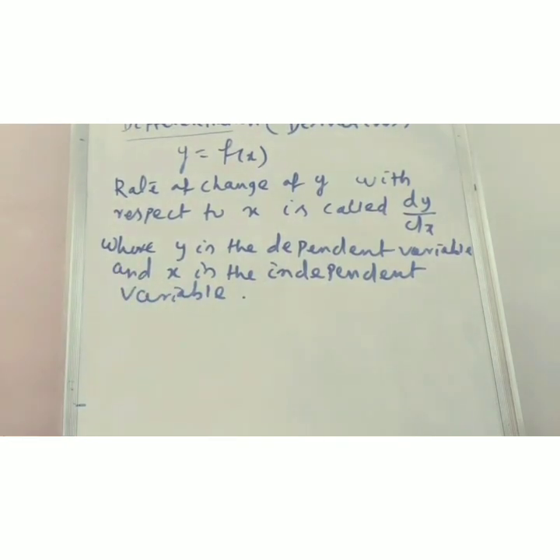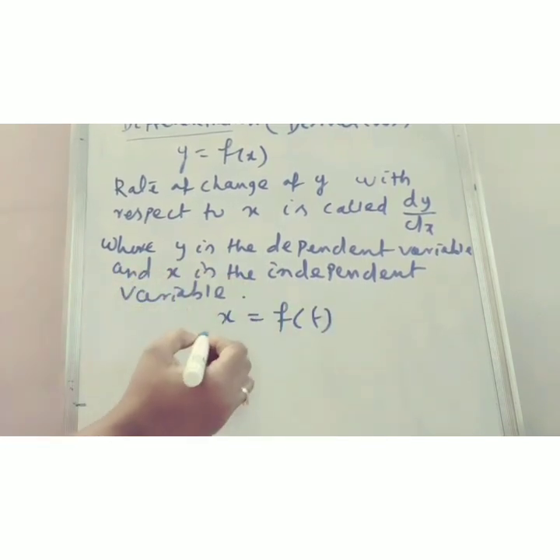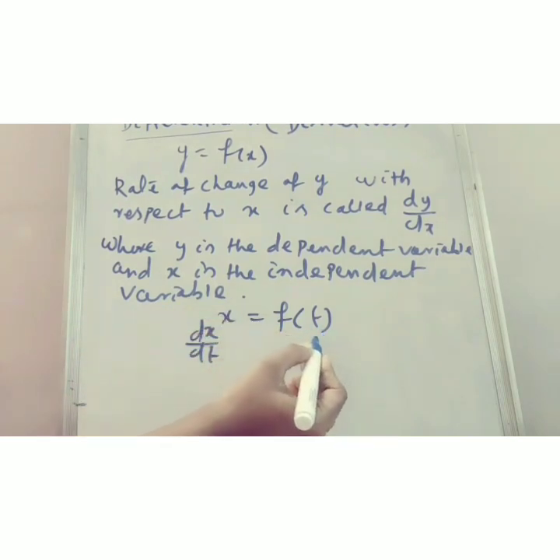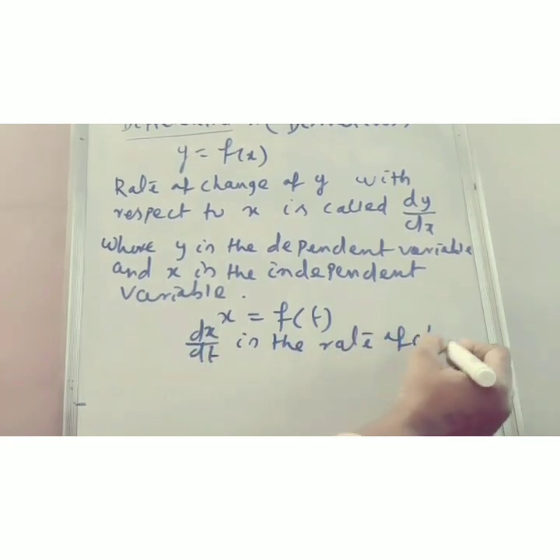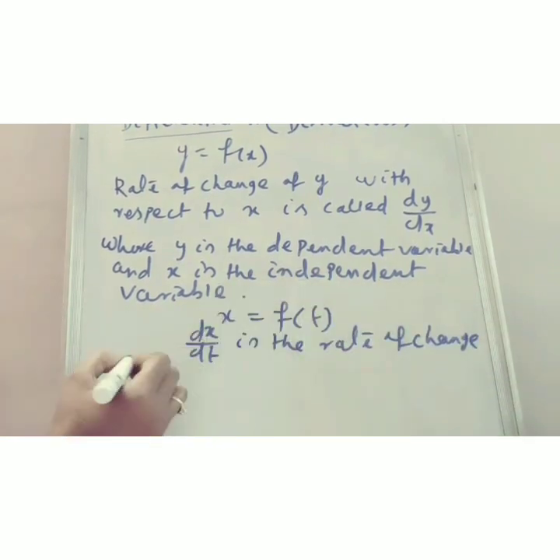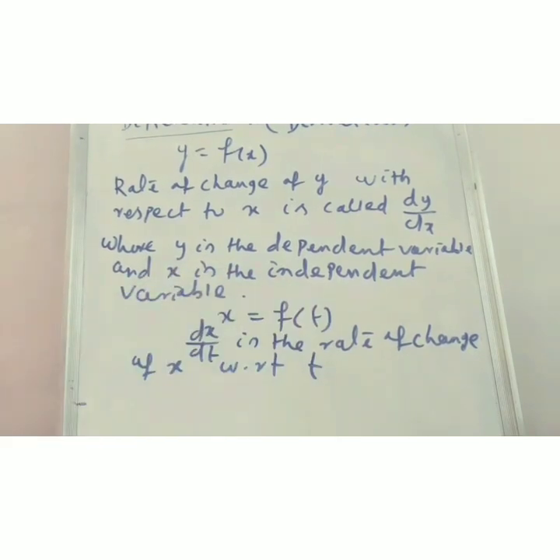Similarly, suppose I write x is equal to a function of t, then what is dx by dt? dx by dt is the rate of change of x with respect to t. So x is the dependent variable and t is the independent variable. So this is all about differentiation.